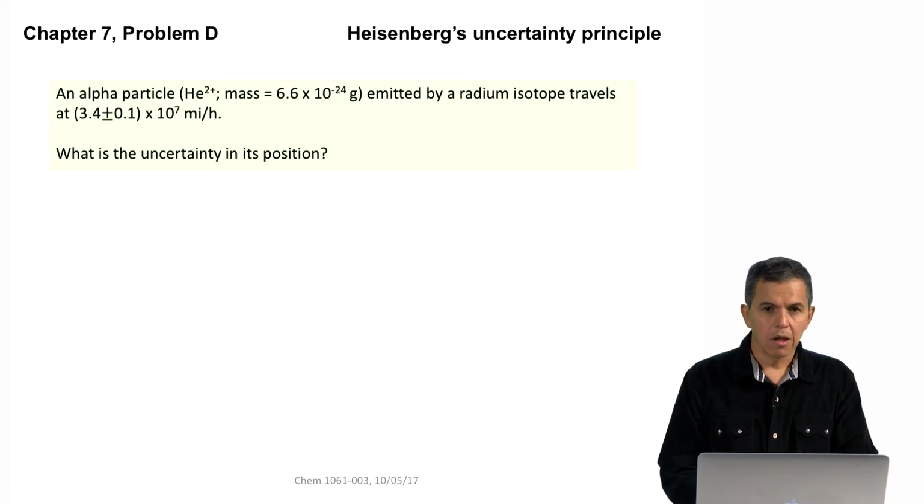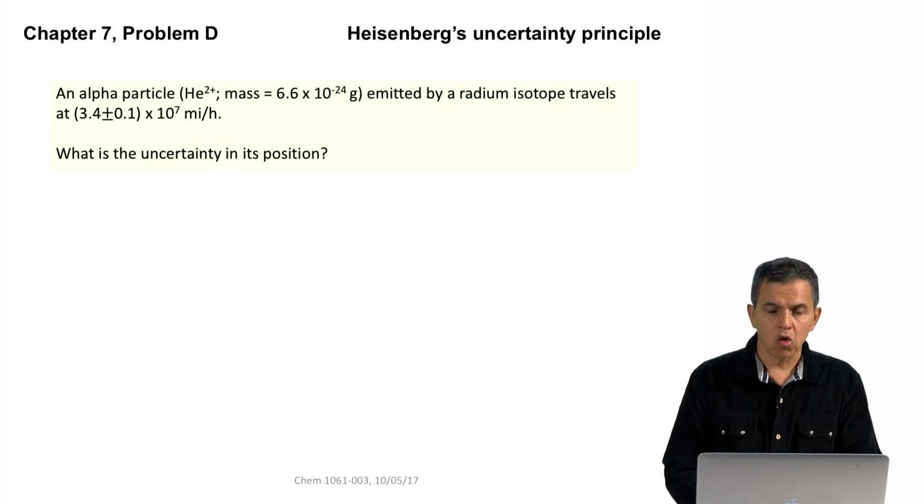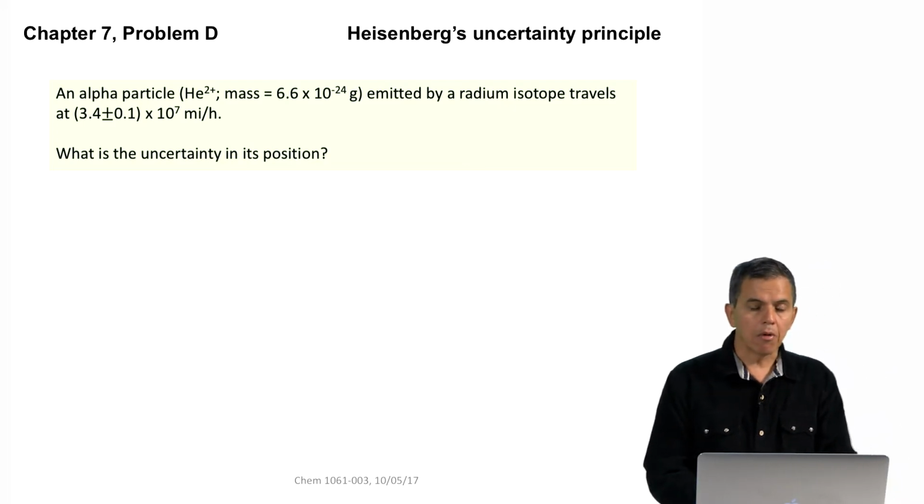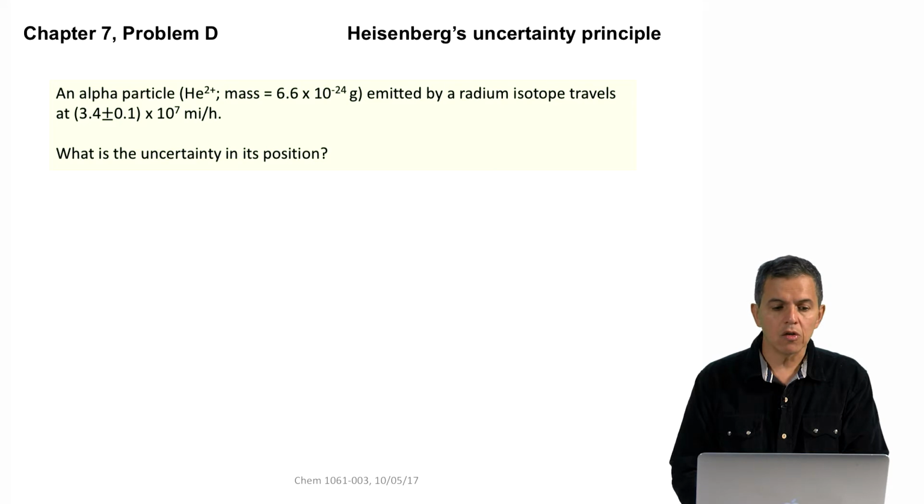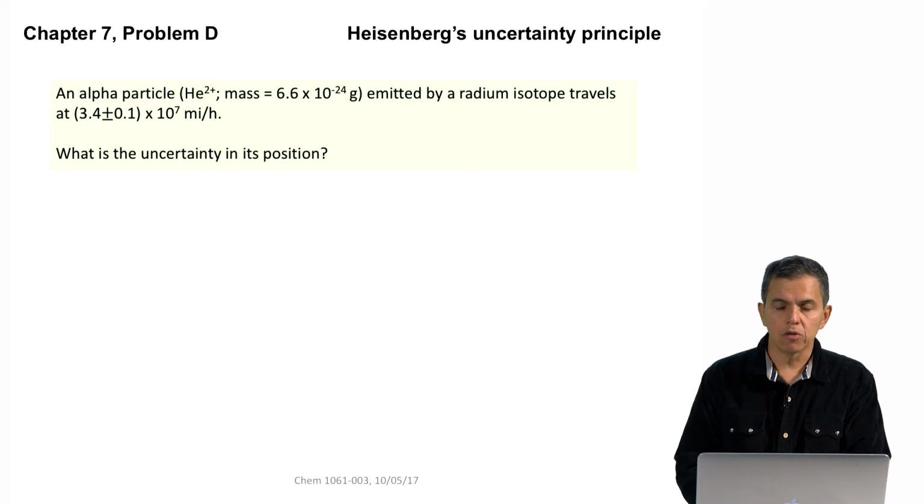An alpha particle, which is really helium 2+, an ion that resulted from the loss of 2 electrons from helium, has a mass of 6.6 times 10 to the minus 24 grams, and usually it's emitted when a radium isotope is decaying. This alpha particle travels at extremely high speeds, 3.4 plus or minus 0.1, times 10 to the 7 miles per hour. The problem relates to what is the uncertainty in the position of this alpha particle, knowing the speed. So please take a couple of minutes to think about this problem, propose a solution, try to solve it, and after that let's compare our solutions.